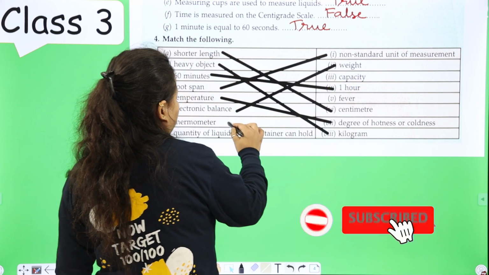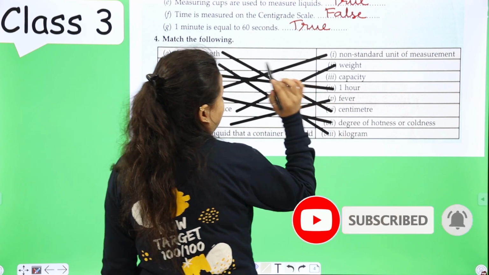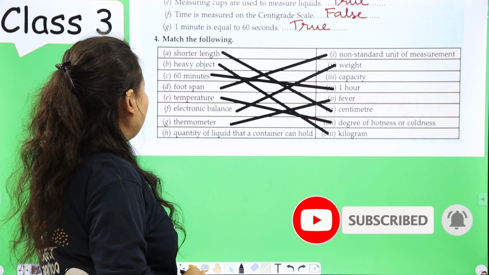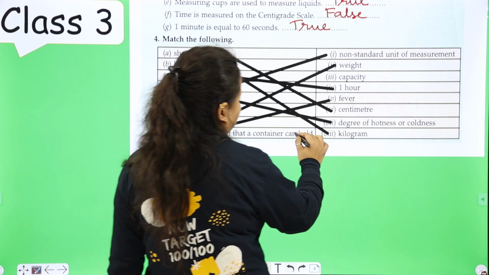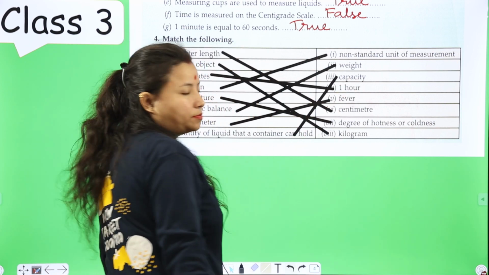Thermometer is used to measure the fever. Quantity of liquid that a container can hold, capacity. Is that okay?